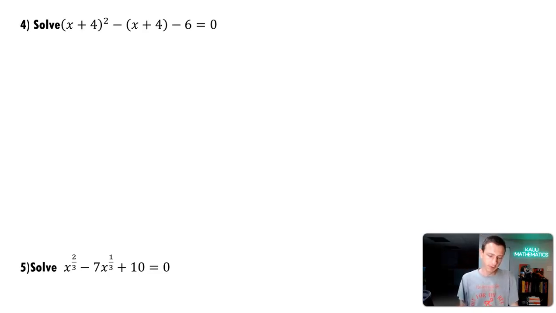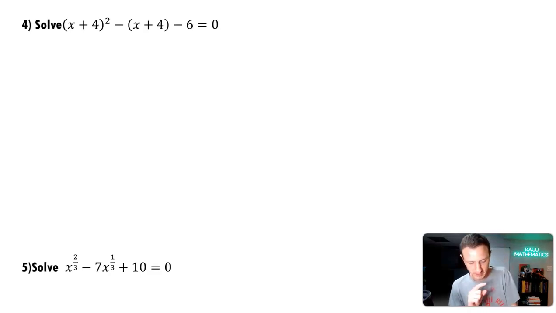So next one, (x + 4)² − (x + 4) − 6 = 0. You might think, oh, I have to multiply it all out, binomial times a binomial, then combine like terms. Maybe that would be a route you can take. But I want to show you a different strategy here.